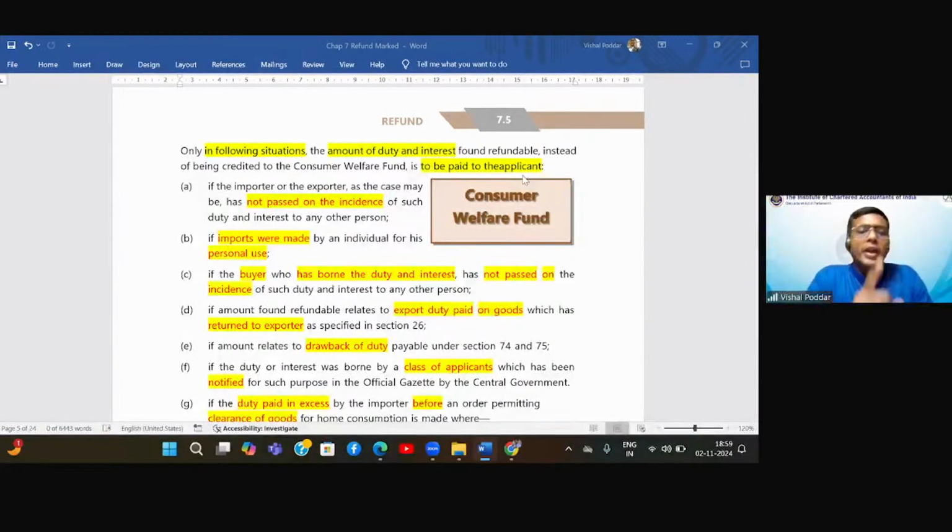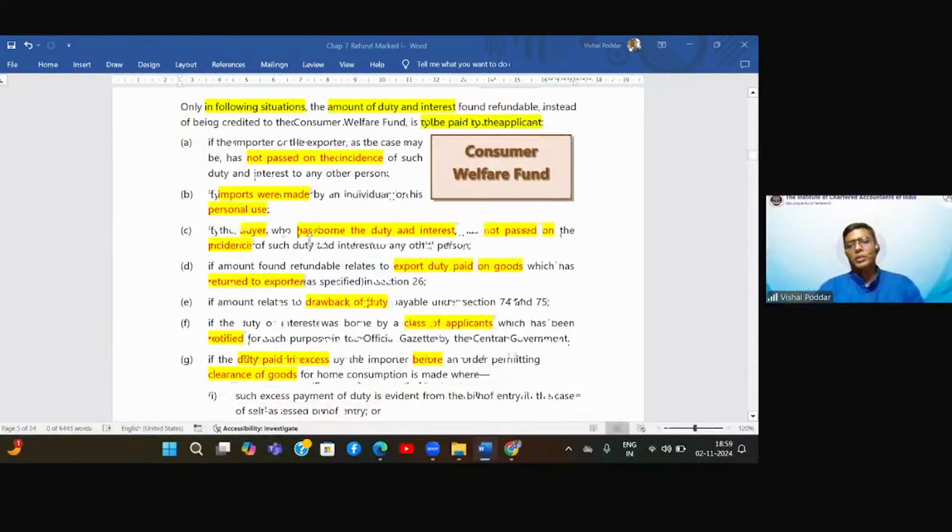So when will you get the refund and not the consumer welfare fund? That is what we are going to discuss. This is a very important question for your exams. The question is, when will the amount be paid to the applicant and not transferred to the consumer welfare fund?